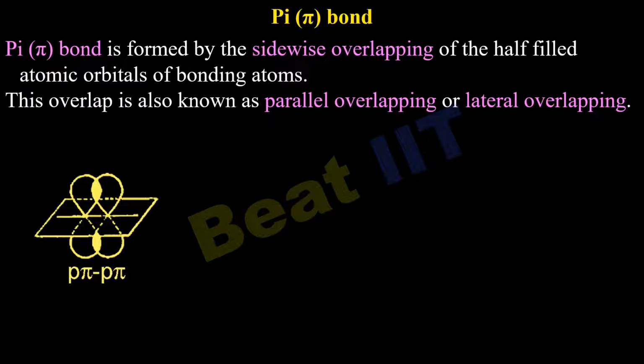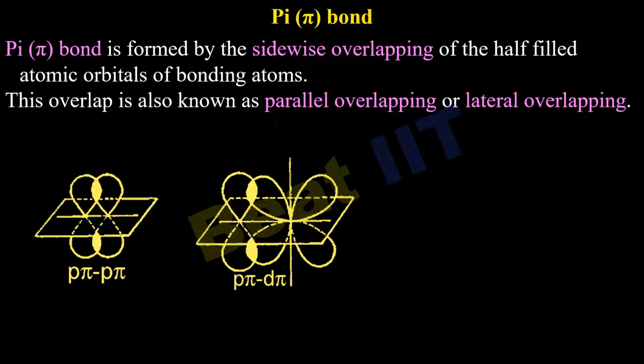Now another possibility is that I have a p orbital of one atom and a d orbital of another atom. In this case, a pi bond will be formed by side-wise overlapping, but it will be called p pi d pi. The reason is very simple, because one orbital is p, the other orbital is d.